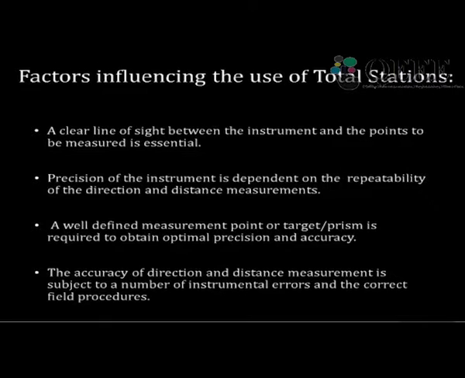Now let's see what are the factors influencing the use of total stations. Any instrument has some drawbacks. All instruments cannot work in all kinds of weather conditions or for all situations. So there are some limiting factors which affect the use of a total station. One is that a clear line of sight between the instrument and the points to be measured is essential. If you want to measure the distance between two points A and B, there should be a proper line of sight. Otherwise, you cannot measure the distance between these two points using a total station. Next, the precision of the instrument depends upon the repeatability of the direction and the distance measurement.